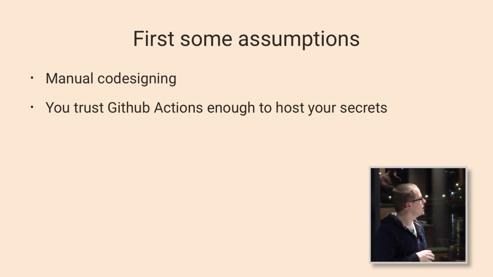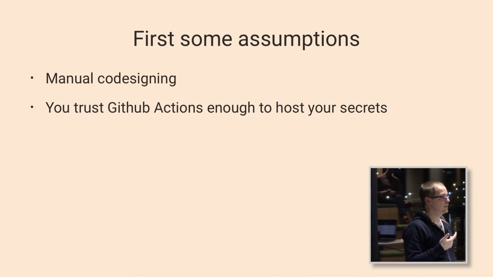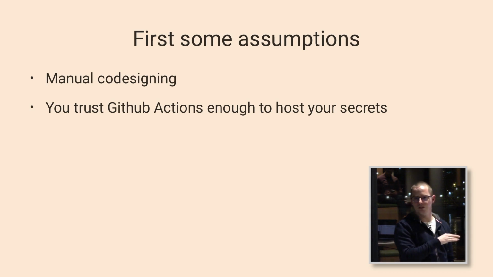And also you have to trust GitHub Actions enough to host your secrets. So that pretty much means your distribution certificate and your app-specific password that you use for this altool execution to upload your binary actually. So those are two assumptions, and if you can't agree with this, then pretty much any cloud offering out there you cannot use.